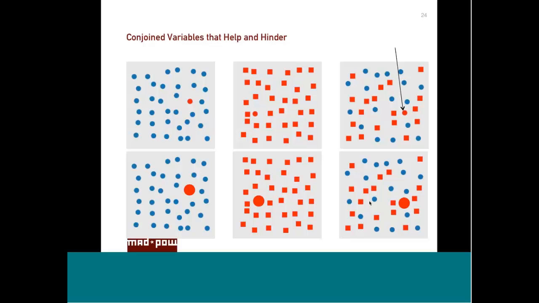Yeah, and it's those conjoined variables that in the top example hinder our visual system and our psychological system, but in the bottom, they help it out by, again, making it pop.